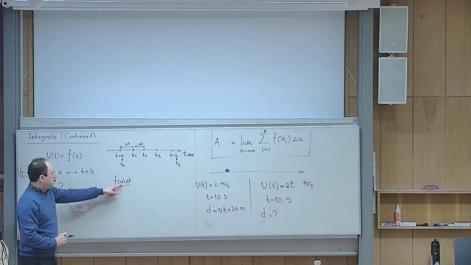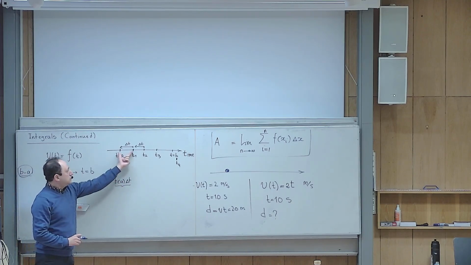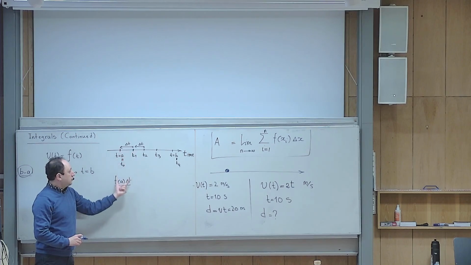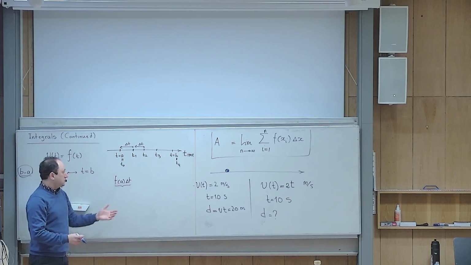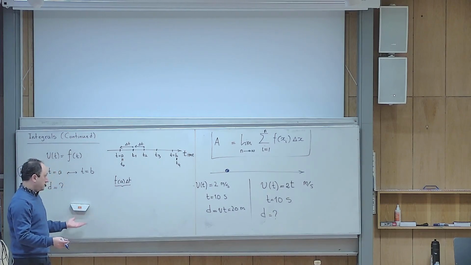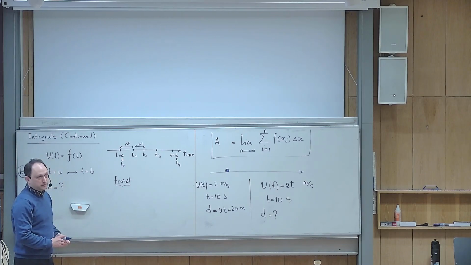So f of a, you put t equals a, it gives you the speed when time is a. And then you multiply it by the time interval here. Of course, it gives you a distance, because this is a speed, this is time, and speed times time gives you a distance. But how can you interpret this distance?